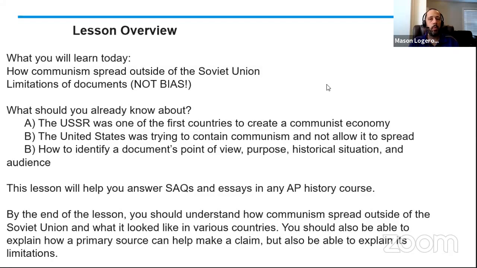I also want to talk some more about primary source documents because on Wednesday we talked a little bit about point of view, purpose, situation, audience, that sourcing of the documents. Today I want to talk about limitations. And if you noticed here at the top, when I put limitations of documents, I put in big capital letters, not bias. And I'm going to talk about the difference between limitations of a document and the bias of a document and why we really need to focus on limitations.